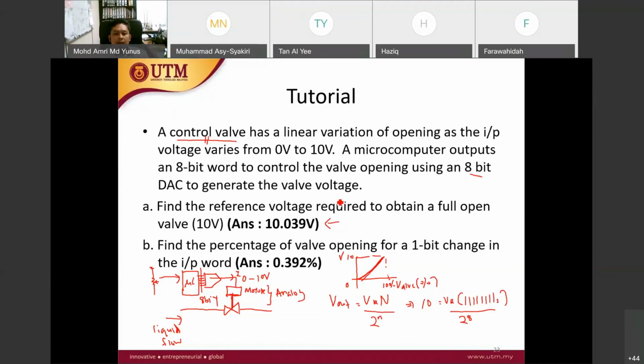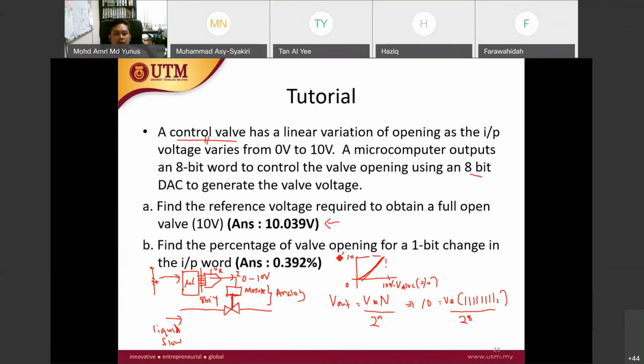One thing you should always remember is that the reference will always be larger than Vout. That is the main point to always remember: VR must always be larger than the output. So here we have a VR of the digital equivalent to 10.0.